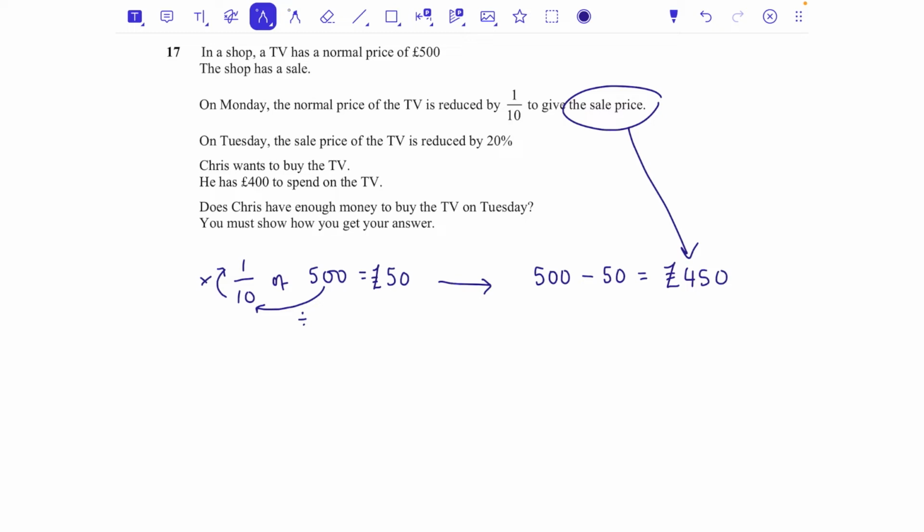On Tuesday, the sale price, so they're taking this price here, 450, and reducing it by 20%. Now to find 10% of 450, we would divide by 10. If you want 10% of a number, you divide by 10, because 10 lots of 10% makes 100%, makes the whole number. So 10% of 450 is £45, which makes 20% double that.